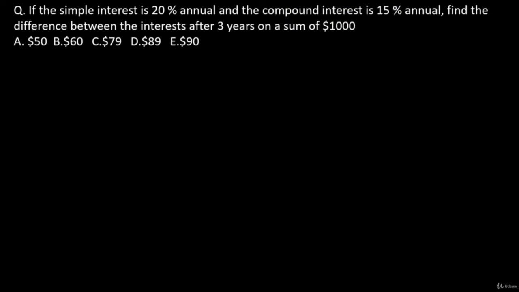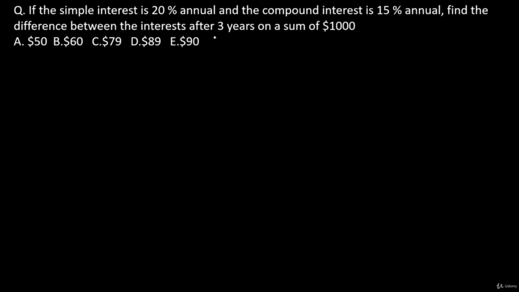Let's do this question. If the simple interest is 20% annual and the compound interest is 15% annual, find the difference between the interests after 3 years on a sum of $1,000. Now pause the video and go ahead and do this question on your own, and after that we'll solve it together. All right, we're back. I hope you've solved this question and you've been able to find the answer. Now let's go ahead and solve this together.